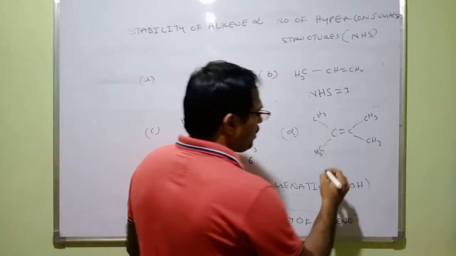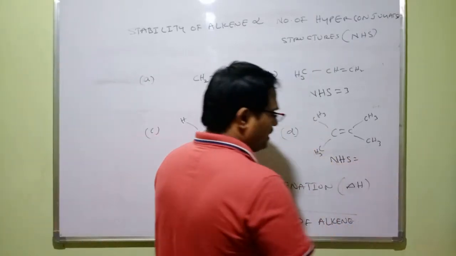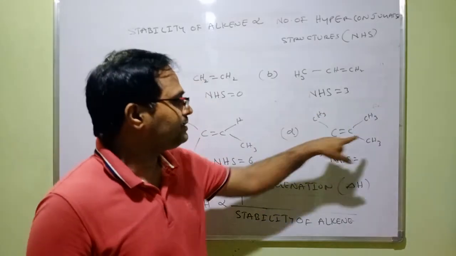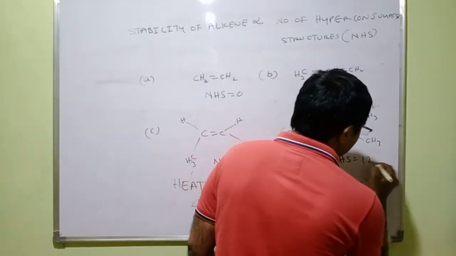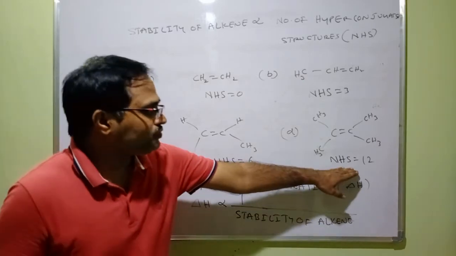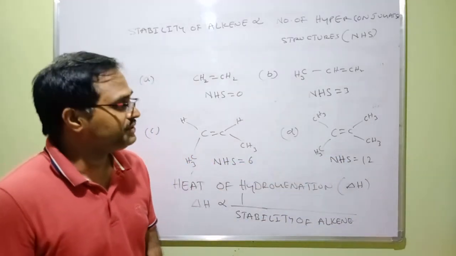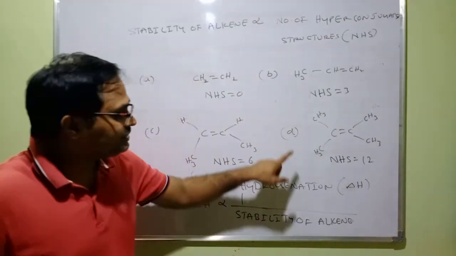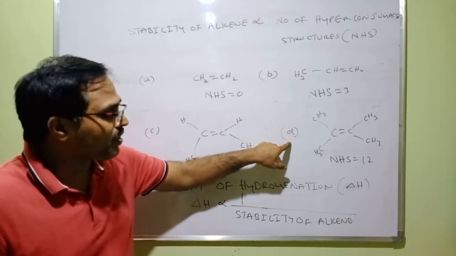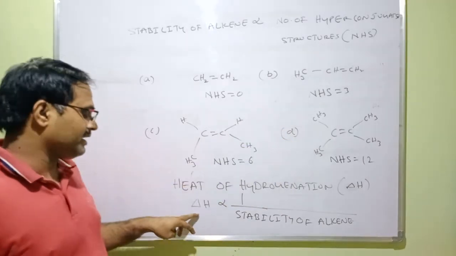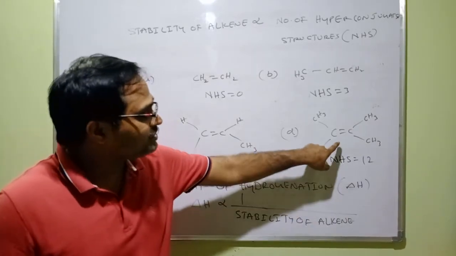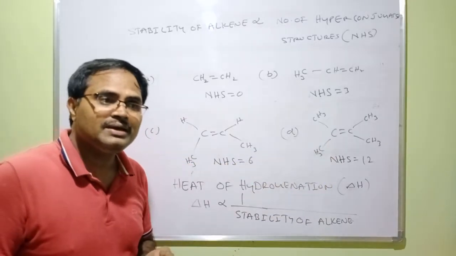Fine. Now here, how many hyperconjugated structures? So number of alpha CH bonds, how many? 3. So total we have 12. Understand? So this is having 12 hyperconjugated structures. Therefore, this is more stable. If this is more stable, the heat of hydrogenation of this alkene will be very, very less. That is the trick, right? Heat of hydrogenation is inversely proportional to the stability of an alkene. If the alkene is more stable, heat of hydrogenation would be less.